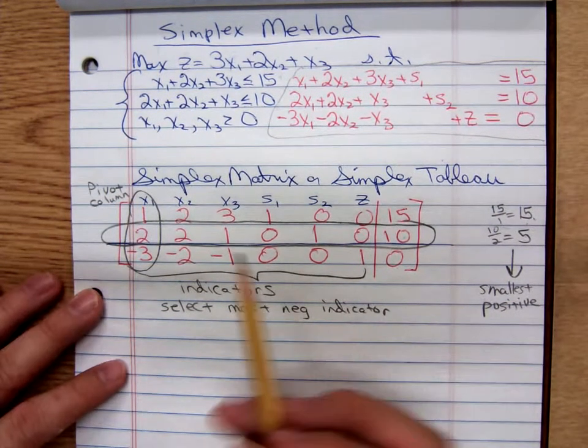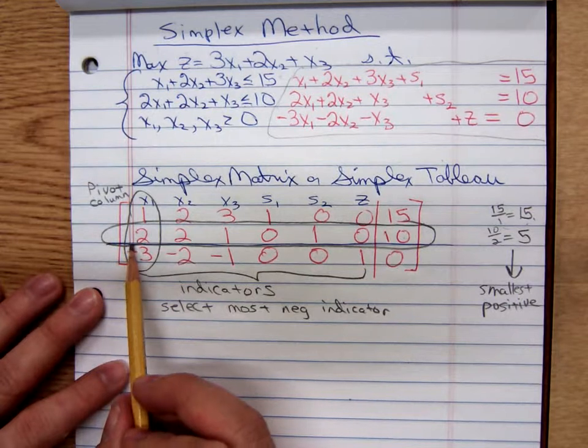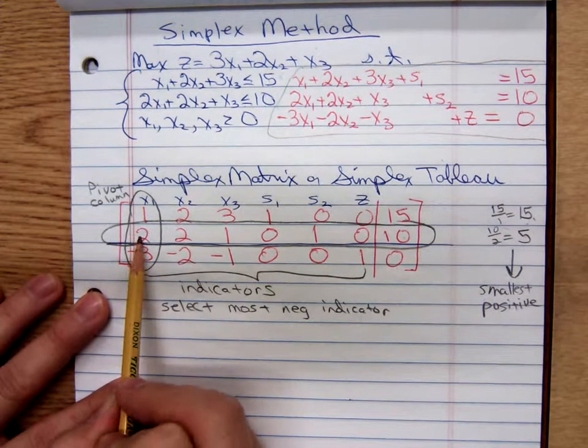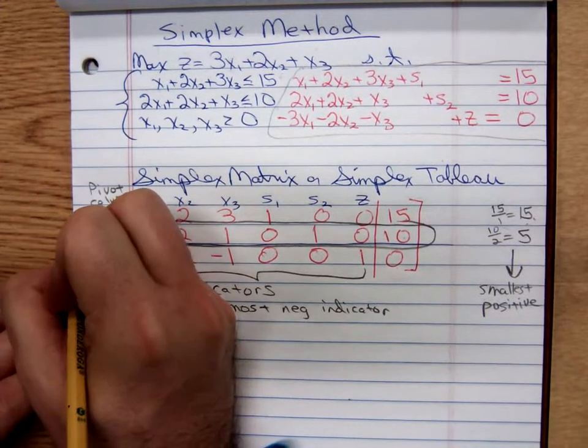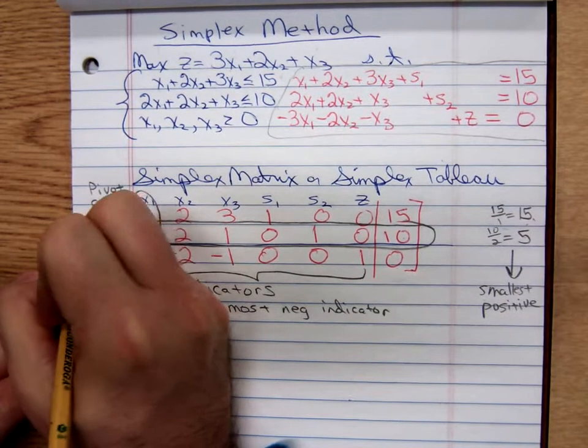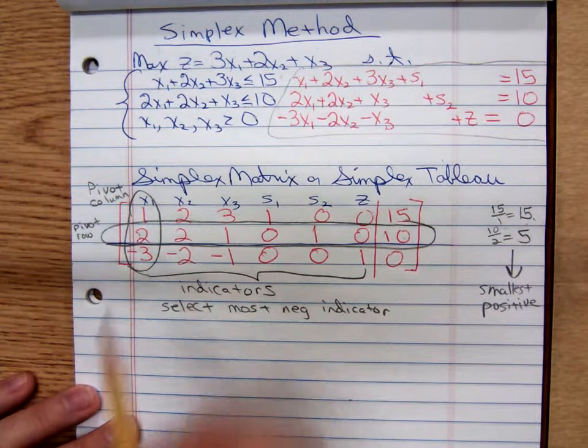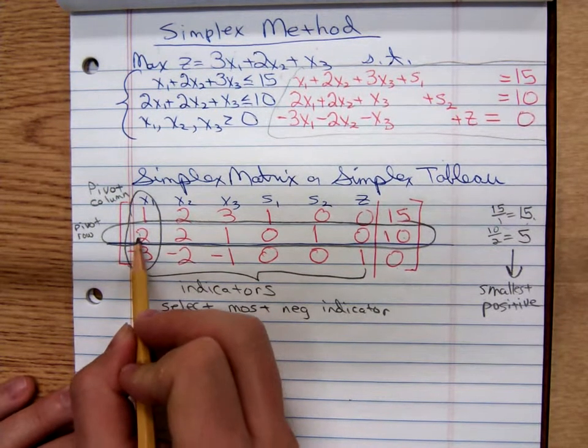So, once you've determined your pivot row, the number that's common to the pivot row and the pivot column is called the pivot. So 2 is the pivot.